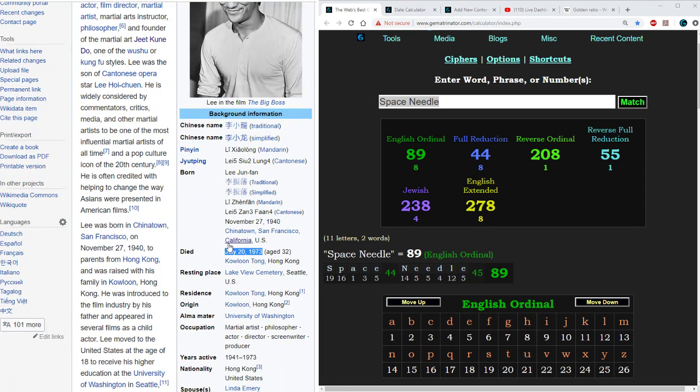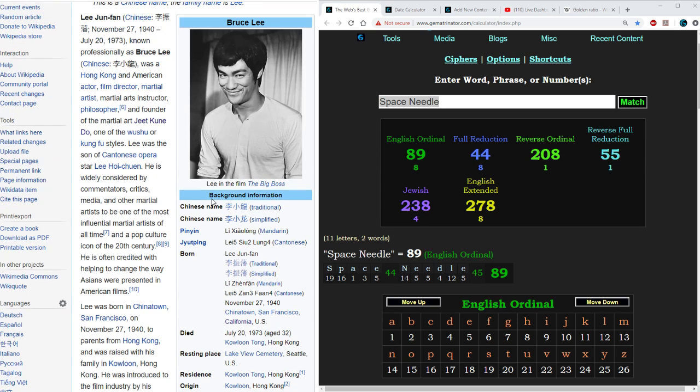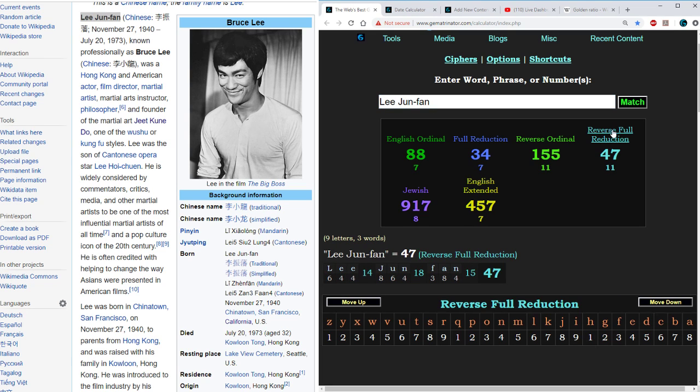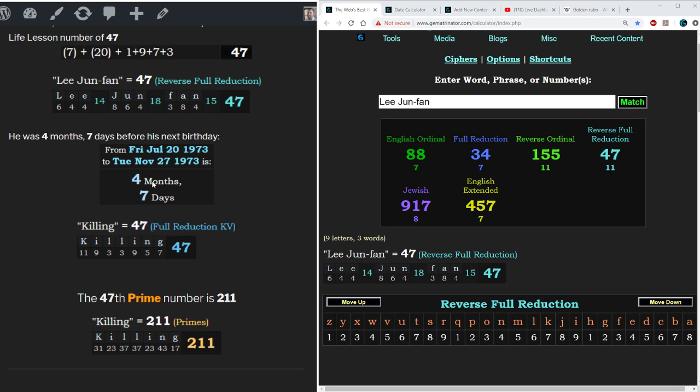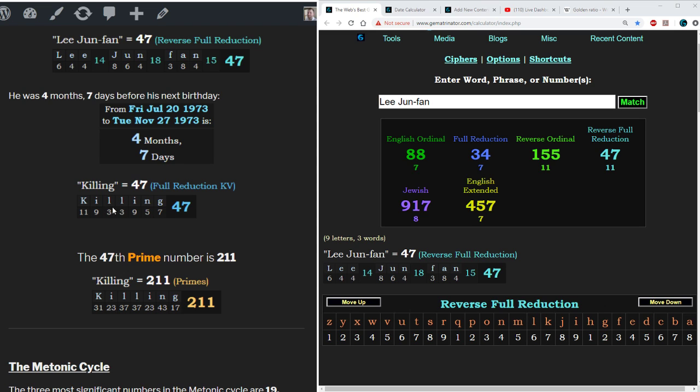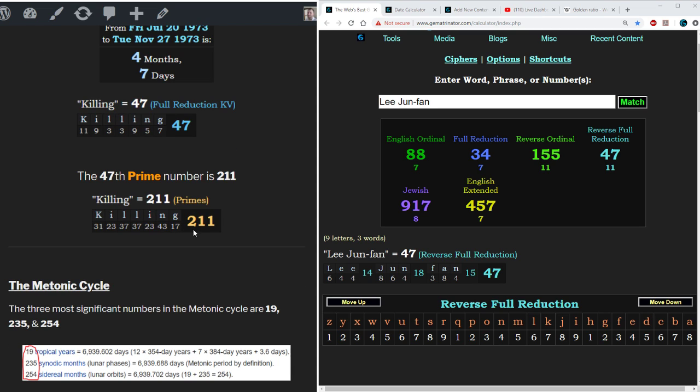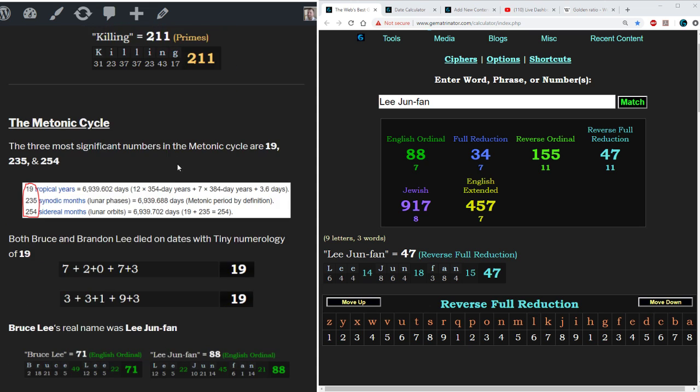Bruce Lee's birth name was Lee Jun Fan, which is seen up top here. Lee Jun Fan in reverse reduction equals 47. And on the date he died, he was 4 months and 7 days before his birthday. 47, a number associated with killing, as we see in Gematria. Also in prime numbers, where killing equals the 47th prime number.